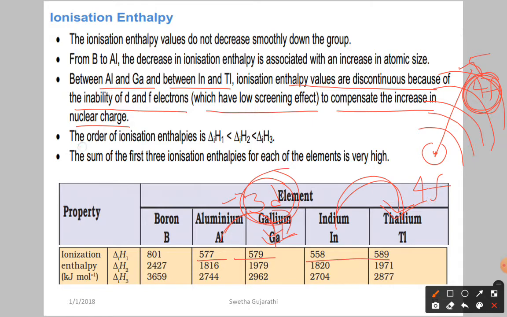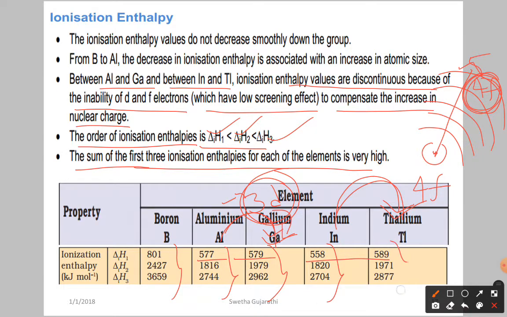If you see the ionization enthalpies in order, as you know very well, the first ionization enthalpy is less. After that, the second ionization enthalpy is more. Then the third one is very high. The sum of the first three ionization enthalpies for each element is very high. If you add them all together, we have a large ionization enthalpy for each element.